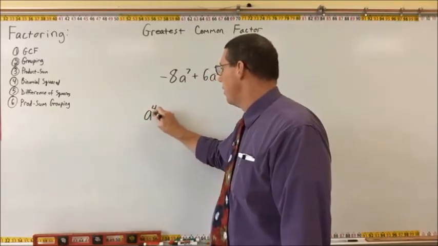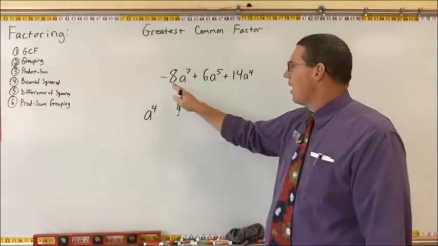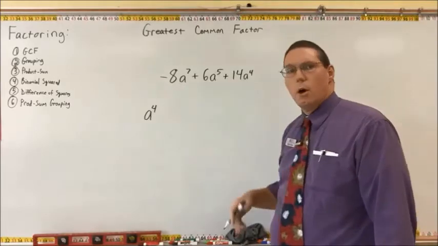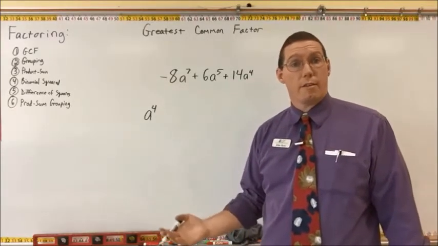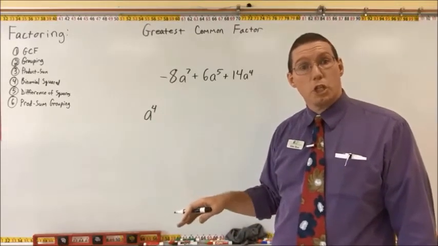So we're factoring out a to the 4th. Now let's look. We've got an 8, a 6, and a 14. What whole number divides into all of those numbers? Well, 2 divides into all of them. So we're going to factor out a 2.